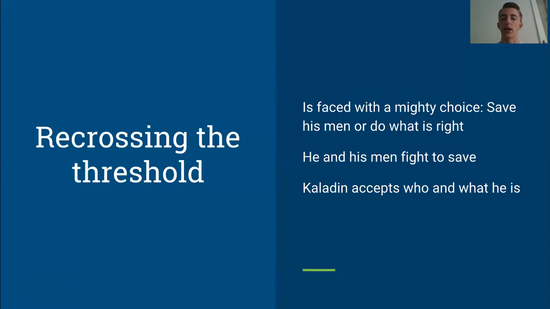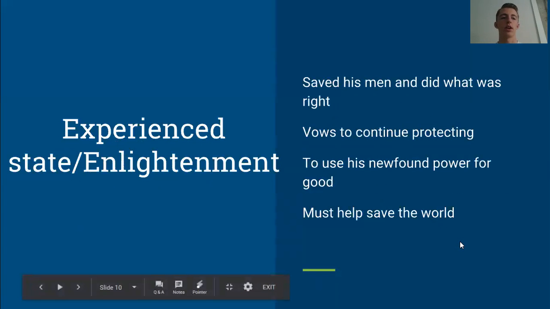And also Kaladin has these powers that he accepts. And so he accepts who he is as a person, and then also what he is, the power that he holds and what he can do with it. So that's kind of recrossing the threshold.